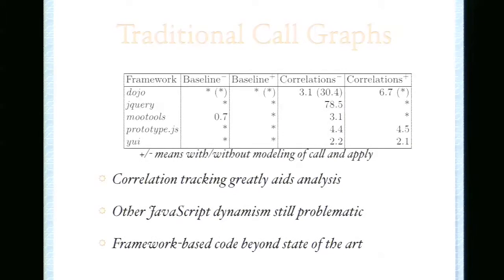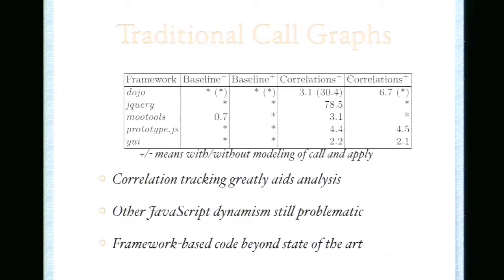But now, what does the plus mean would be an obvious question at this point. Plus and minus mean with and without modeling of call and apply. Call and apply are effectively other forms of reflection and indirect first-class use of functions in JavaScript. And if you put in plus, everything's a disaster before. And unfortunately, if you put in plus, not everything works even with correlation tracking. So correlation tracking has helped, but there are clearly other things going on here that further complicate the analysis and make it very difficult.